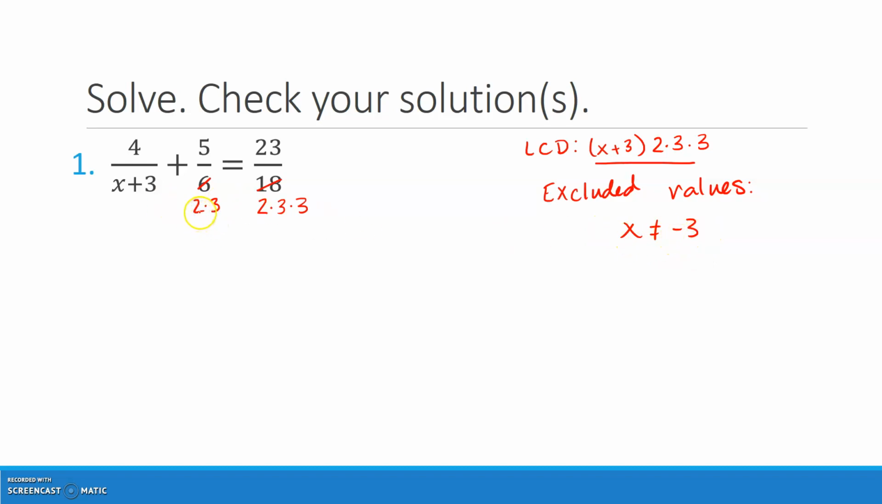Now, in the next fraction, I don't have any x's. I have the number 6. 6 will never equal 0 because 6 will always be equal to 6. So this fraction will never equal 0. It will always be 5 over 6. This one right here, same thing. The denominator is 18. 18 is never going to equal 0 because 0 is the only thing that equals 0. So this fraction will also never be divided by 0. So the only excluded value I have is x cannot be equal to -3.